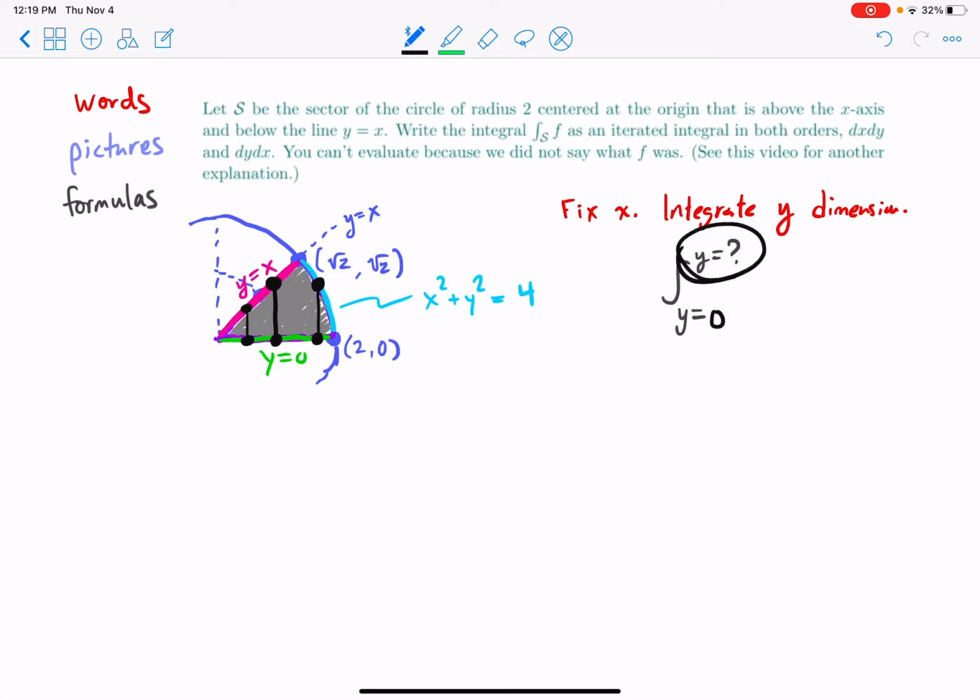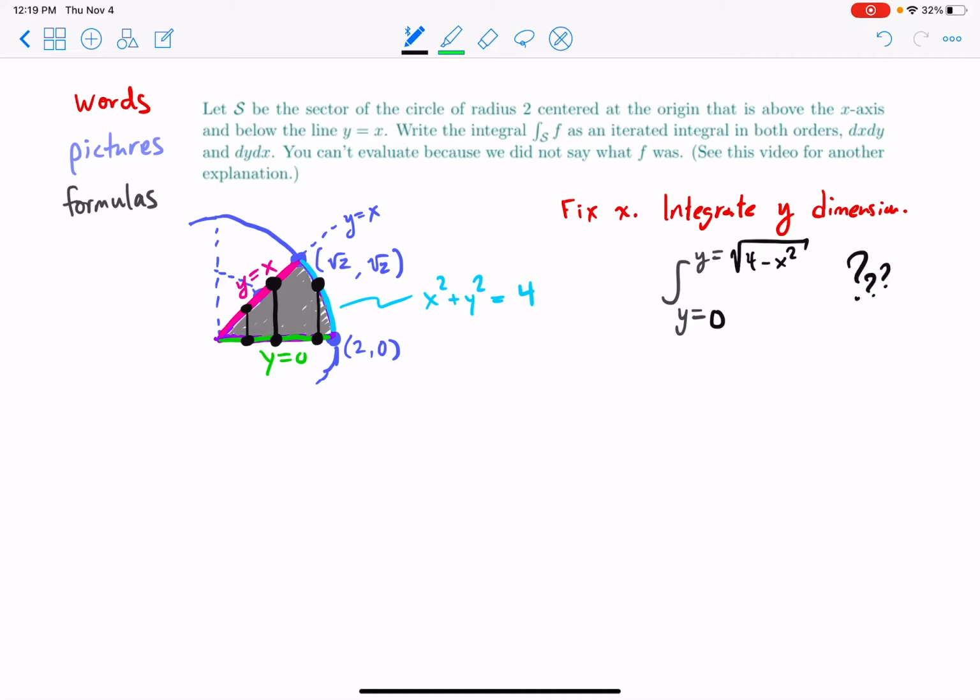Now, what about the top? Well, the top endpoint, sometimes it's on the pink, y equals x. So I'm tempted to write x there. But other times it's on the blue, which has a completely different y equals. It would be y equals square root of 4 minus x squared. So what do I write?